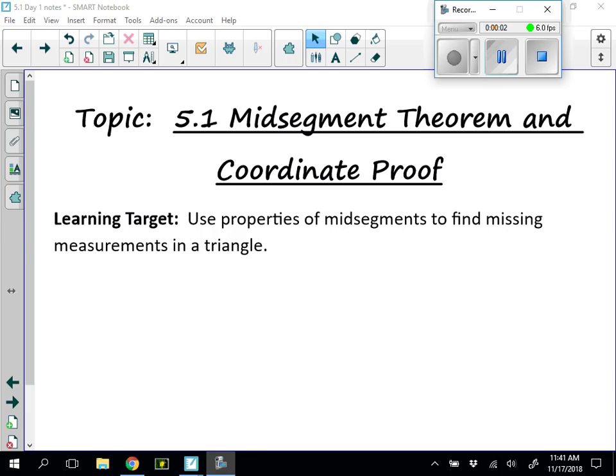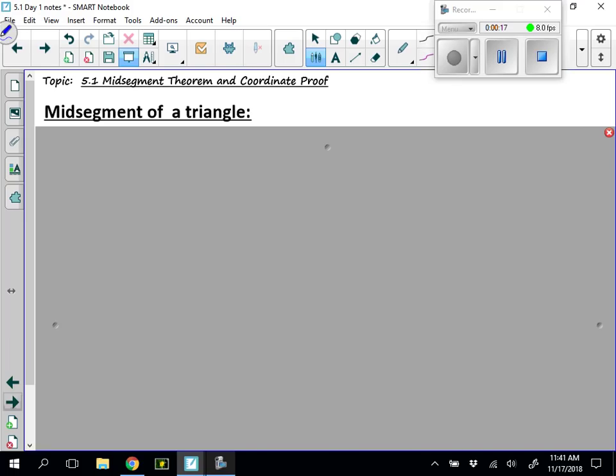Today we're going to look at our first section of Unit 5. This is section 5.1, Midsegment Theorem. Tomorrow we're going to deal more with the coordinate proof side of it. So first let's start by defining what a midsegment is.